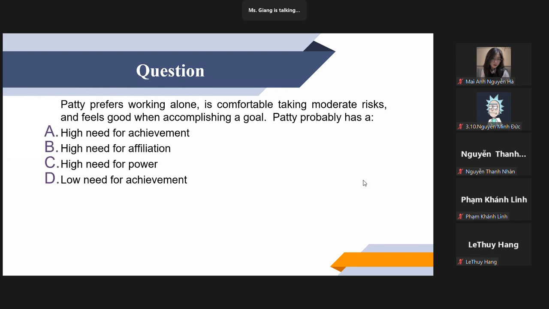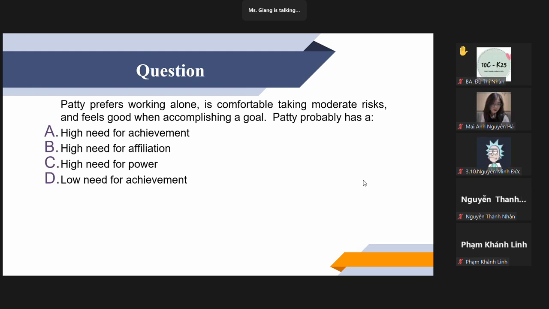So let's take some questions. Patty prefers working alone, is comfortable taking moderate risks, feels good when accomplishing a goal. Patty probably has a high need for achievement, high need for affiliation, high need for power, or low need for achievement.